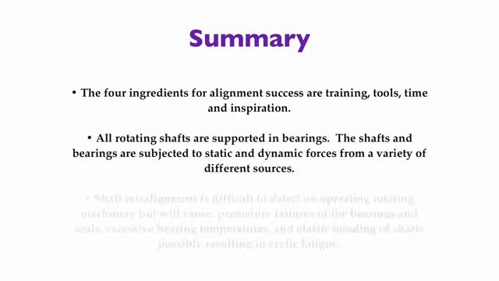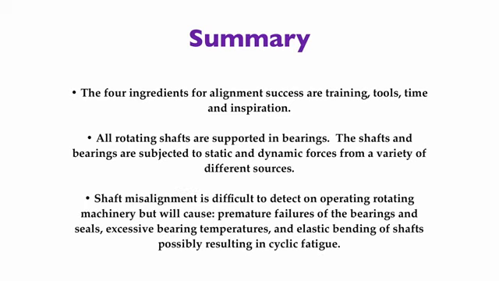In conclusion, there are 4 ingredients needed to align machinery successfully: training, tools, time, and, most importantly, inspiration. For a rotating shaft to be stable, it must have 2 radial bearings. For a shaft to keep from moving axially, it must have a thrust bearing. There are 2 basic types of bearings used in machinery: sliding type bearings and rolling element bearings.